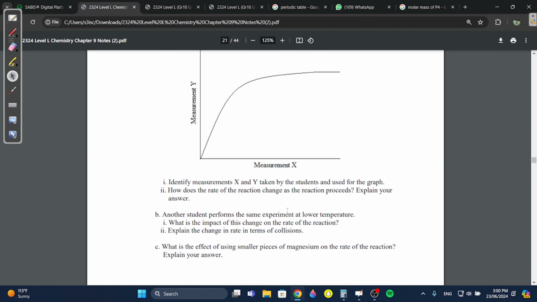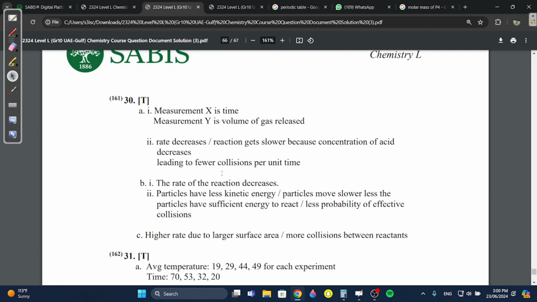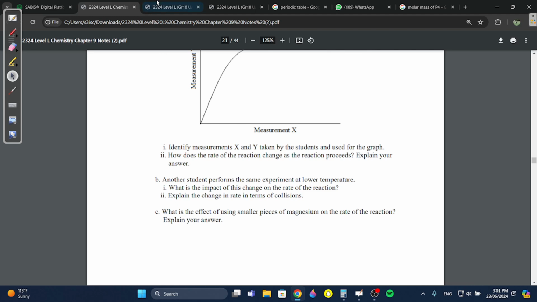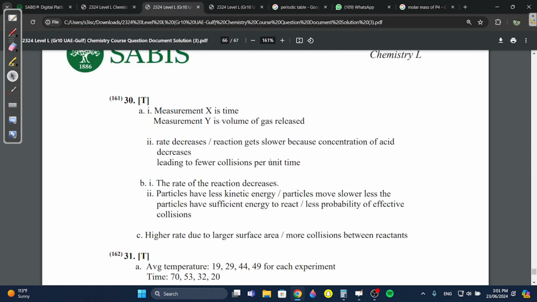Another student performs the same experiment at a lower temperature. What is the impact of this change on the rate of reaction? If it's a lower temperature, then it will have a lower rate of reaction. Explain the change in terms of rate of collisions. Their rate will decrease. Why? Because they have less kinetic energy, so the particles will move slower. Just say they have less kinetic energy. So that means there will be less probability of effective collisions.